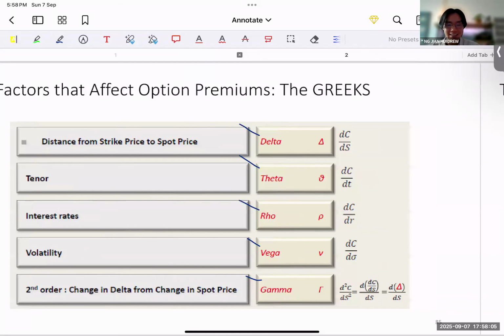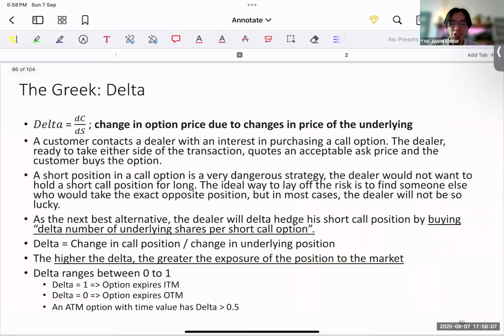Okay, let's go to delta. Delta is the change in option price with the change in the price of the underlying, and of course, we know that the underlying is a stock. Generally, the idea behind what's being discussed here is that if a dealer is going to take a short position on, let's say, a call option, you want to actually cover your call option.